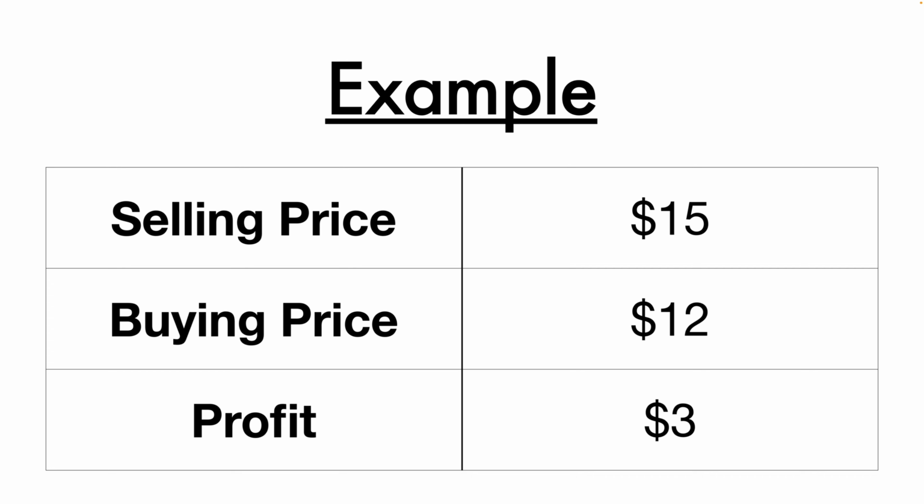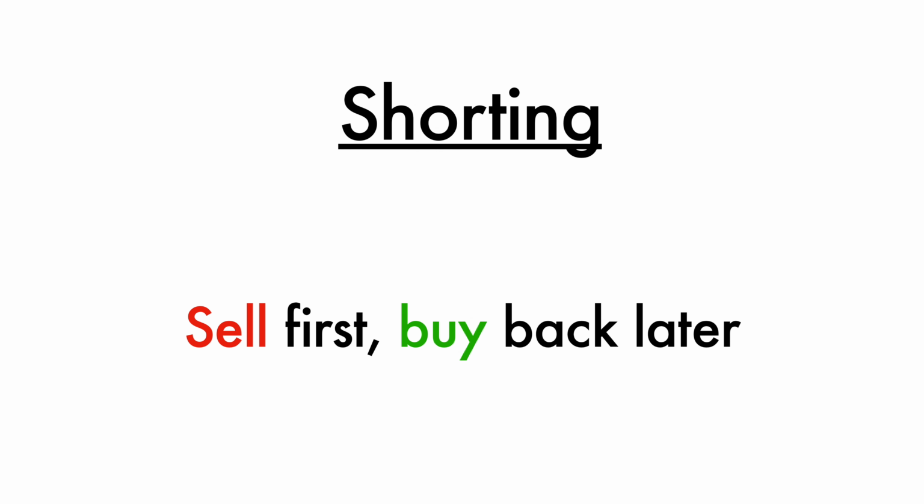You short one XYZ coin at $15, which is the current market price. This means you borrowed one XYZ coin from the exchange and sold it on the market at $15. The price of XYZ coin later drops down to $12 a coin. You buy back the one XYZ coin at $12. You then return the one XYZ coin. This means you bought the one XYZ coin for $12 and sold it for $15 for a $3 profit. With shorting, you're essentially selling first and then buying back later.